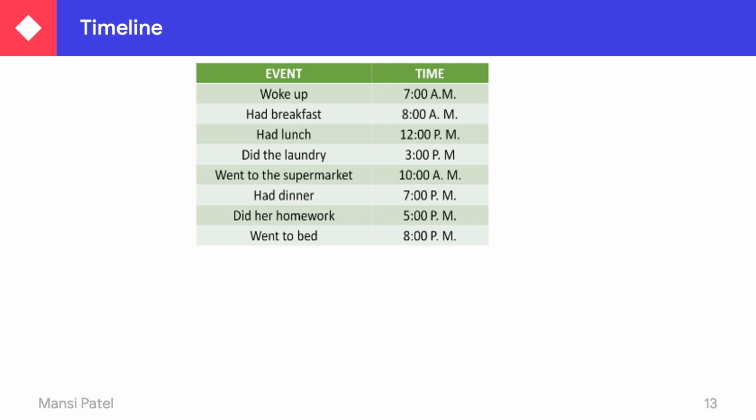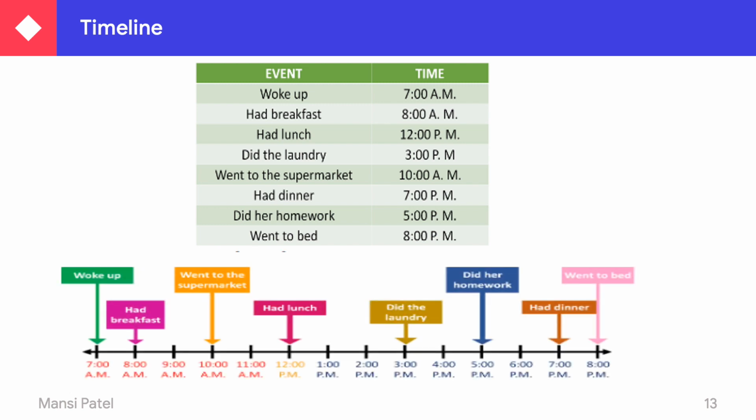So we can see that here the event woke up comes first and went to bed comes last. So we have to write down woke up first, and in the last we have to write down went to bed, and the other events we have to arrange. So see, our timeline starts with woke up, and the timing of woke up is 7 a.m., and it ends at 8 p.m., that is, went to bed.